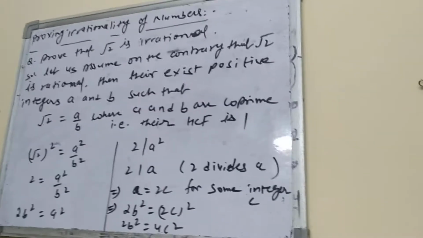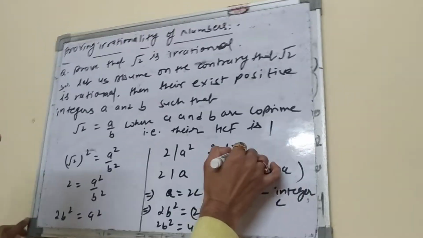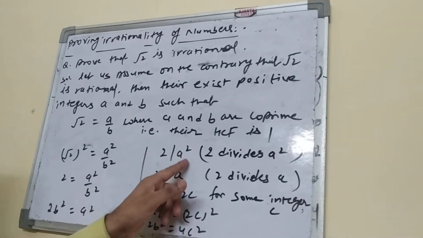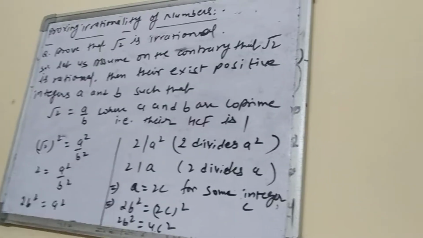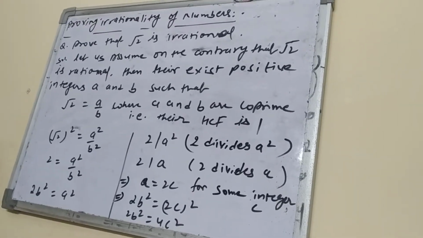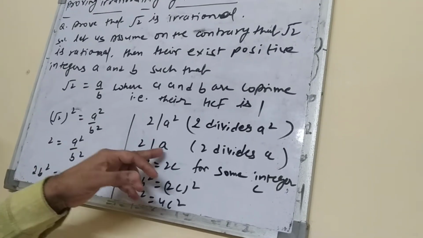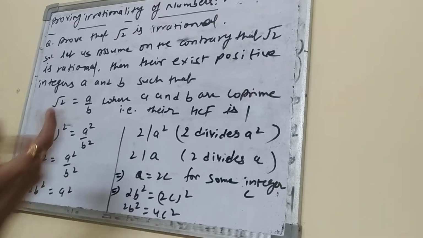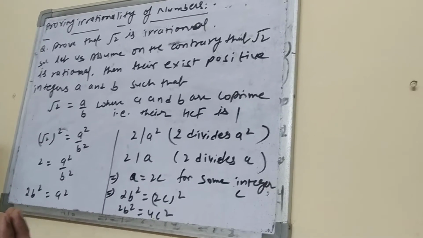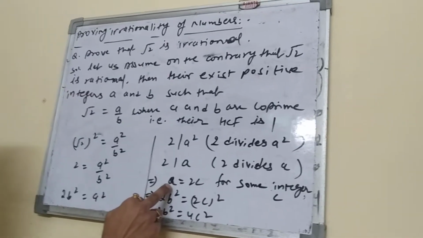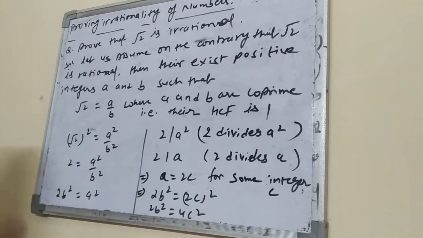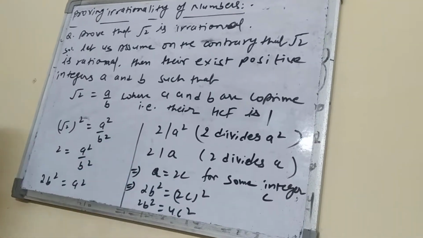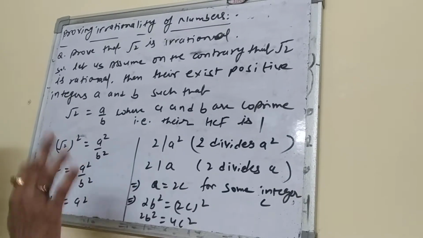What is the meaning of that? It means that 2 divides a square. If 2 divides a square, then 2 divides a. If a prime divides the square of a quantity, then it also divides that quantity. So 2 divides a. If 2 divides a, then a is a multiple of 2. That means we can say that a equals 2c, where c is any number. It is a representation of a multiple of 2.